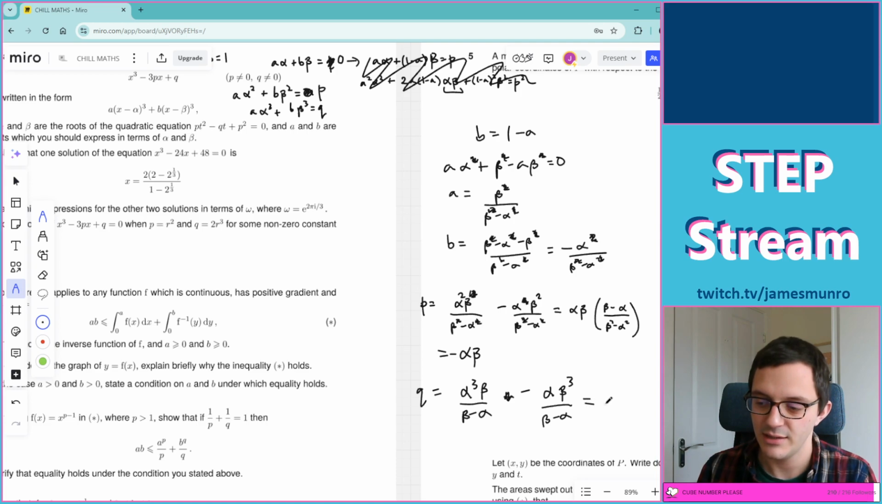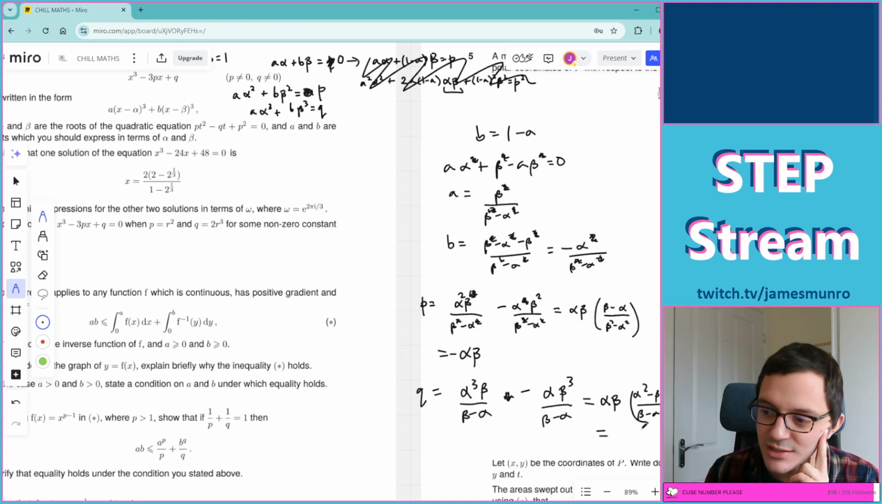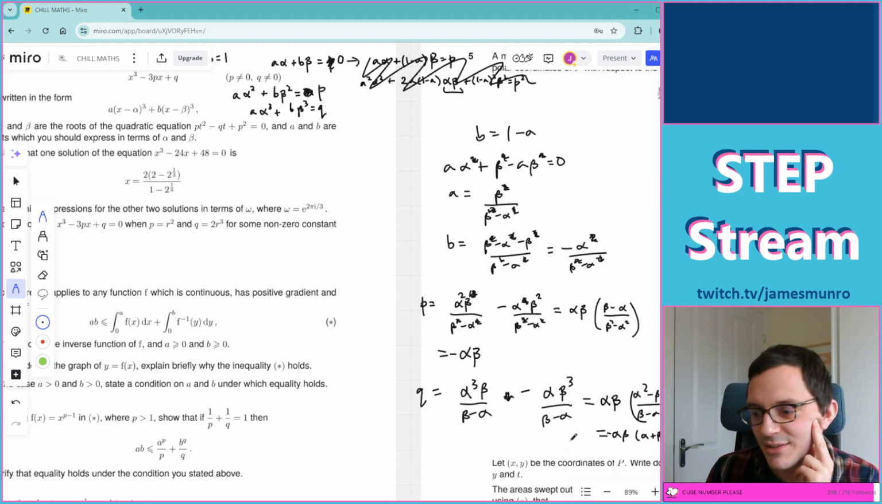Which is then, I get an alpha beta at the front, and I have alpha squared minus beta squared divided by beta minus alpha, which is the difference of two squares, and just gives me alpha plus beta with a minus sign at the front as well. So I really think I've missed a minus sign somewhere because I now have that Q over P is the sum. Oh, that would be good for this product in here.